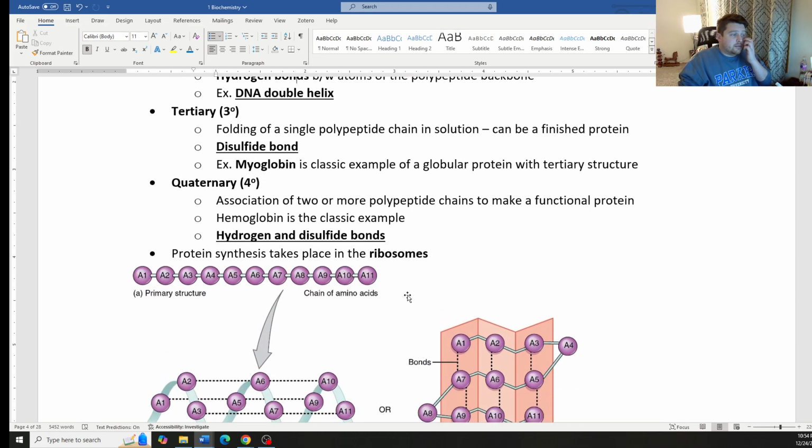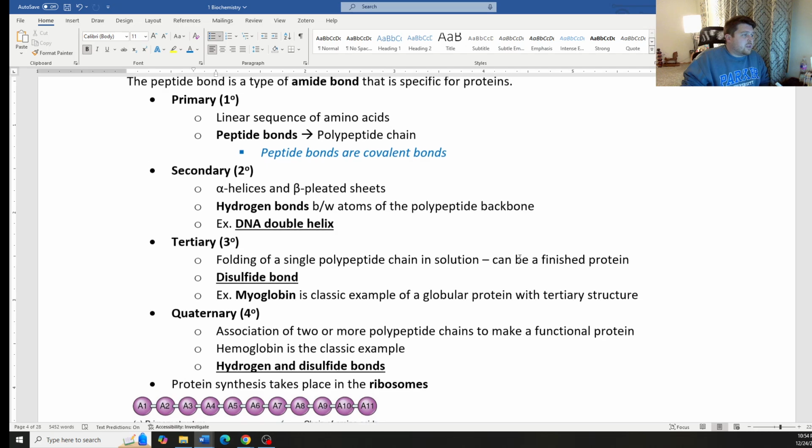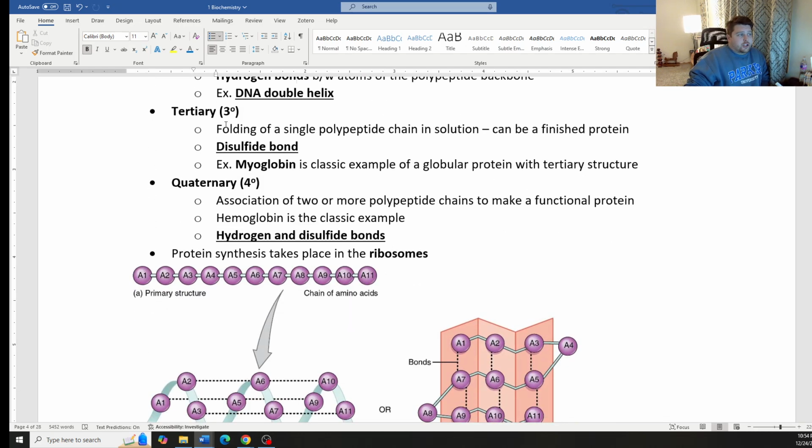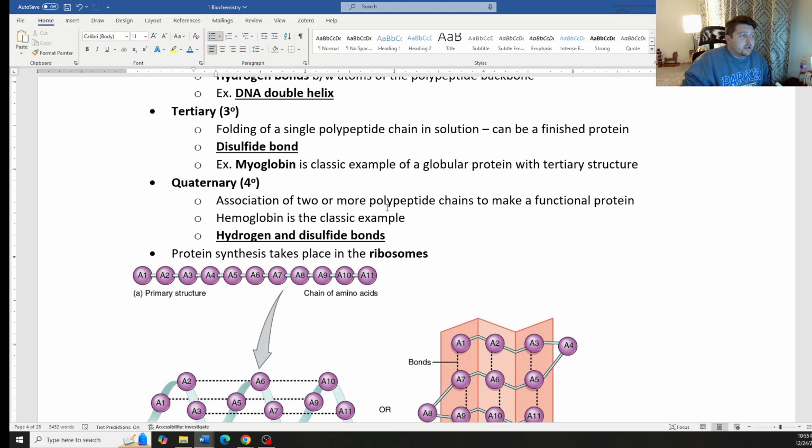Now, tertiary. All of these different alpha helices and these beta pleated sheets, they also interact with each other. Overall, one of these alpha helices might be slightly negative on one part or slightly positive on another. The beta pleated sheet might have parts that are positive, parts that are negative. These are also going to interact with each other and continue to fold. And that's how we get our tertiary structure. We get folding of a single polypeptide chain in a solution, and this actually can be a finished protein. We fold all of these sheets and everything together, and they can be a functional protein.